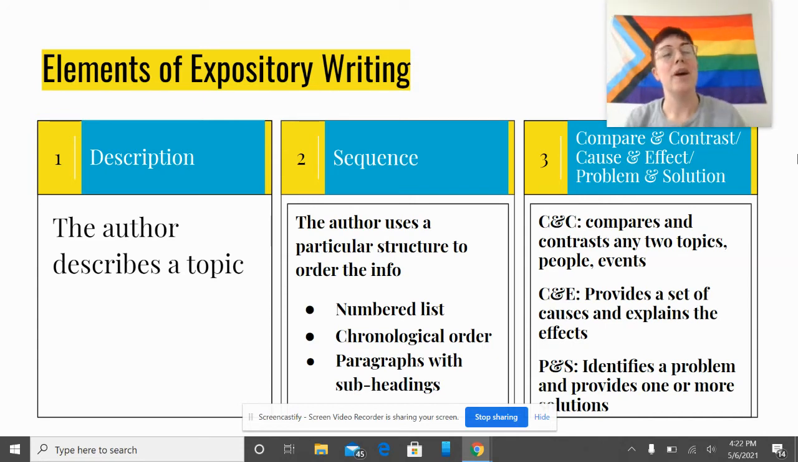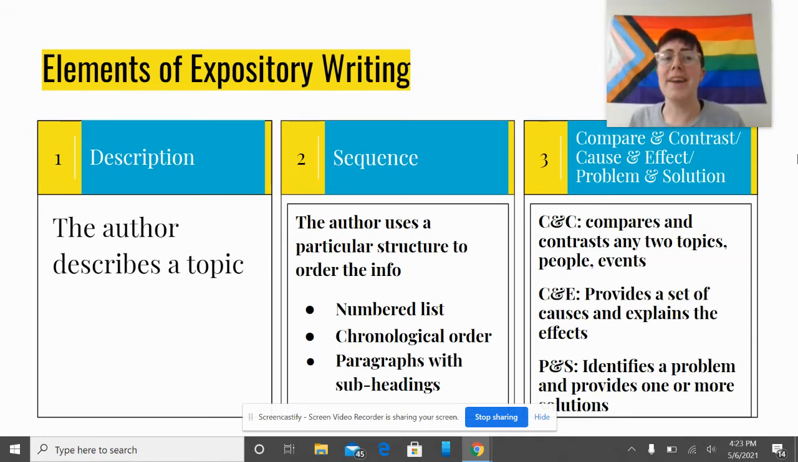I didn't think so. What are the three major types of elements of expository writing? That'd probably be more appropriate. We have description, number one. Expository writing should have a description of some kind where the author describes a topic.